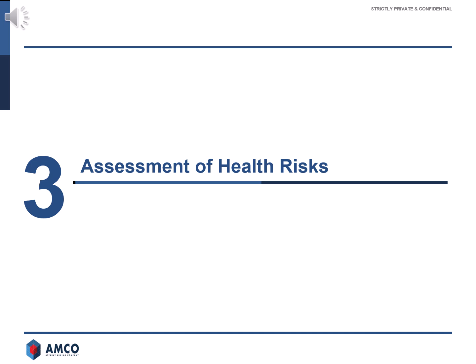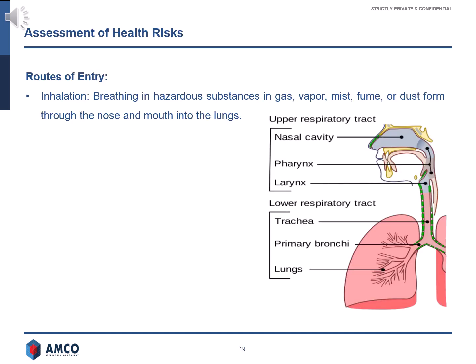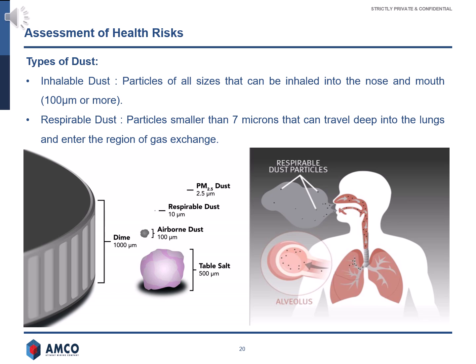Assessment of health risks. Routes of entry. Inhalation, breathing in hazardous substances in gas, vapor, mist, fume, or dust form through the nose and mouth into the lungs. Types of dust. Inhalable dust, particles of all sizes that can be inhaled into the nose and mouth, 100 microns or more. Respirable dust, particles smaller than 7 microns that can travel deep into the lungs and enter the region of gas exchange.